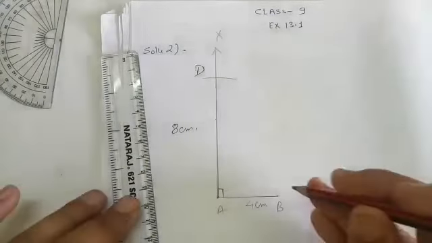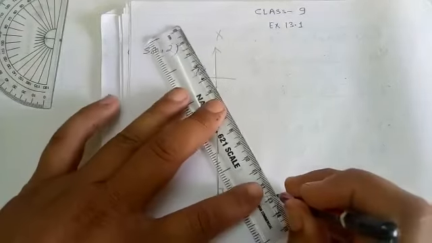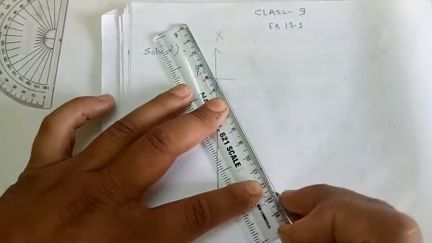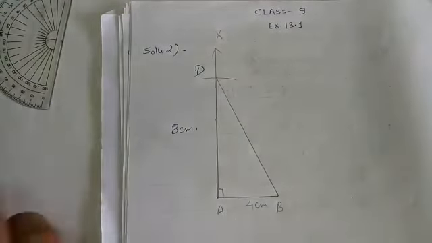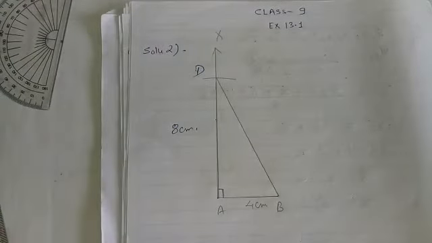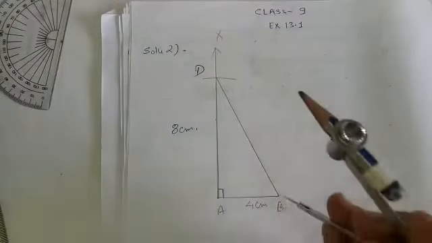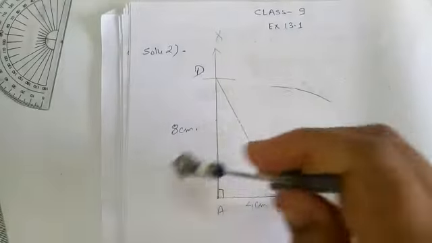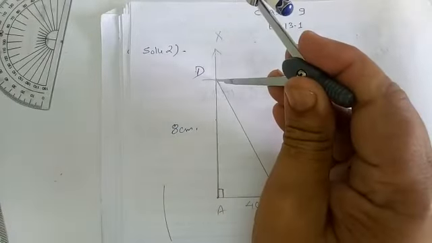Now join DB. After joining DB, bisect the line DB. Take more than half of the line, cut an arc on both sides.